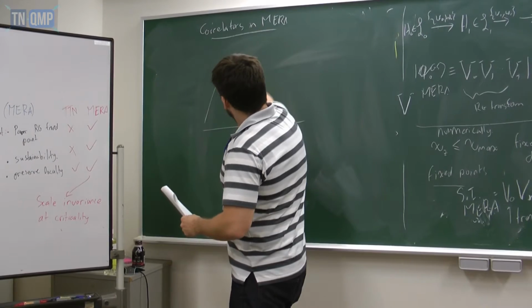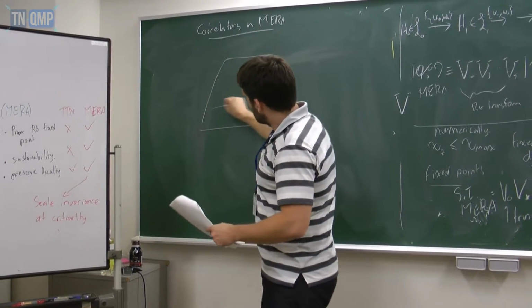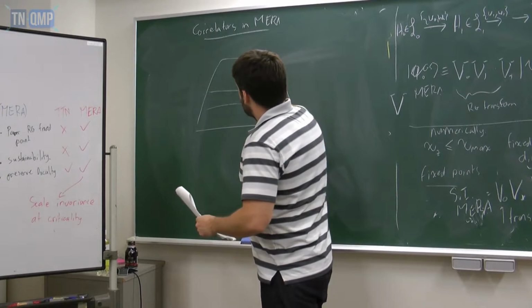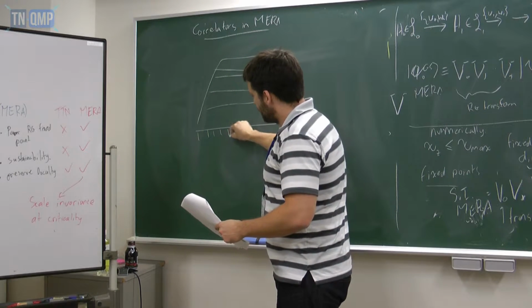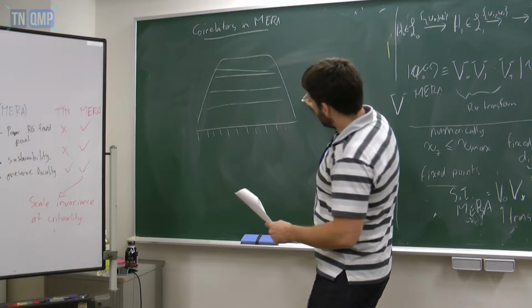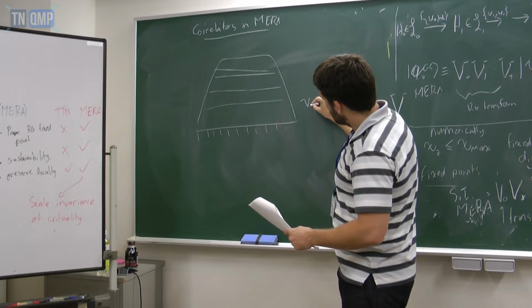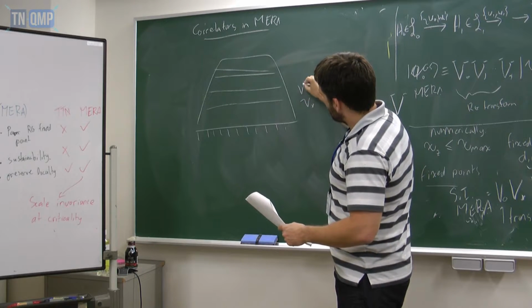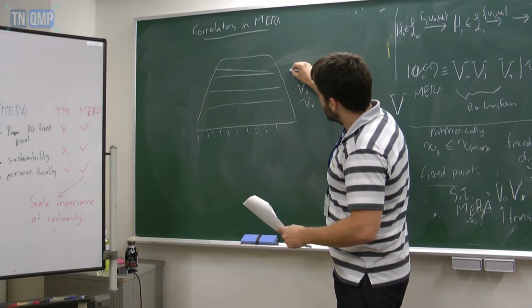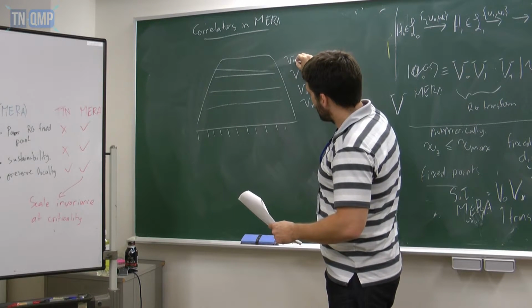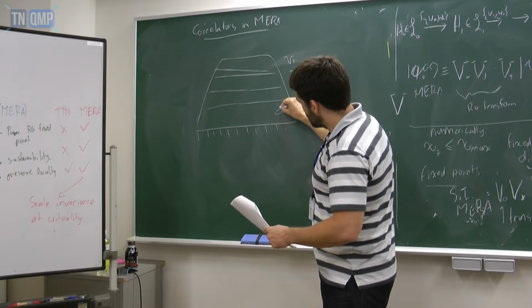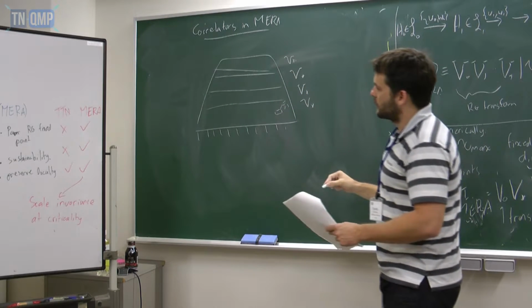So let's look at correlators in MERA. What I'm drawing here is just a schematic representation of the MERA. So I'm imagining each of my layers here. I have some scale invariant MERA defined by some sequence of identical layers called V star. In here I'm just imagining I have my tensors, but I'm not going to draw them.